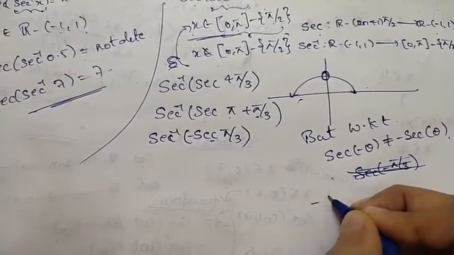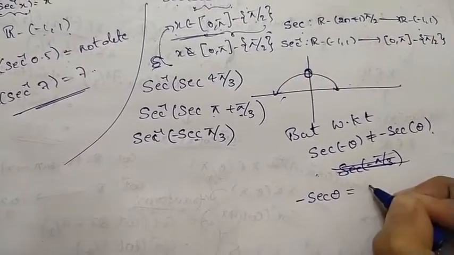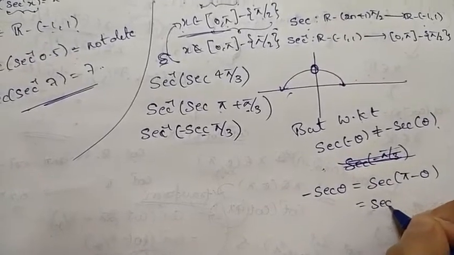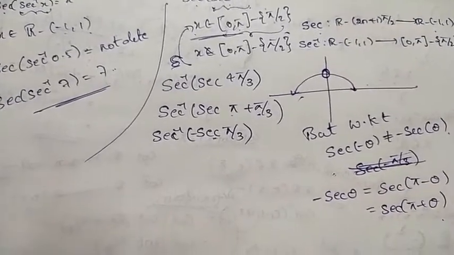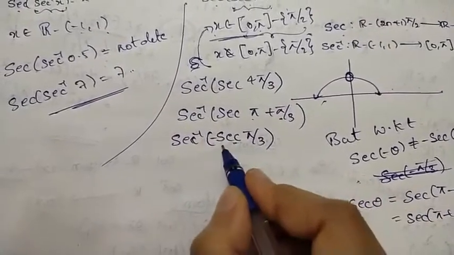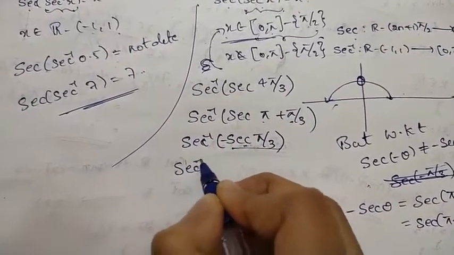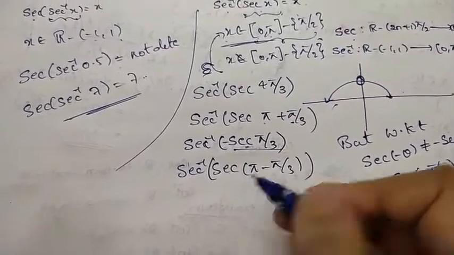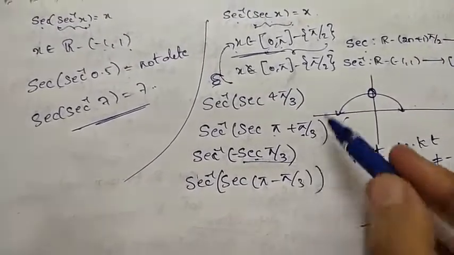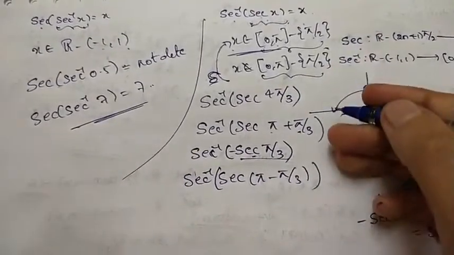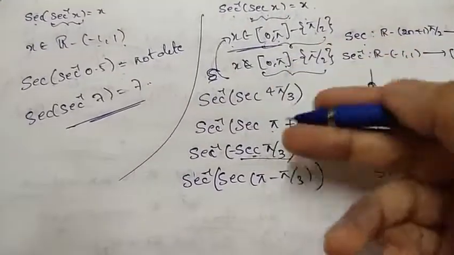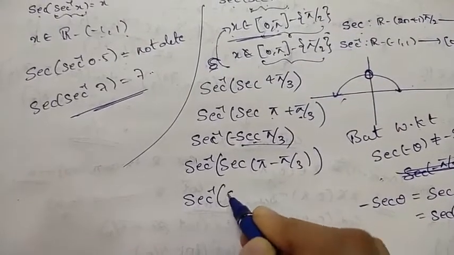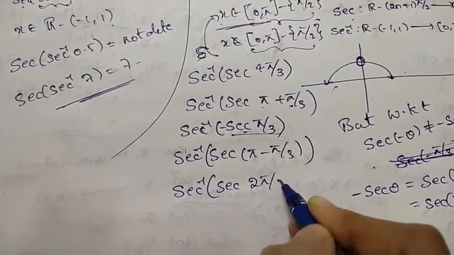Clearly we know that minus secant theta is equal to secant of pi minus theta, and this is also equal to secant of pi plus theta. So clearly I can now write secant inverse of secant of pi minus pi by 3. Why have I taken pi minus pi by 3 only? Because look at the interval: if I take pi plus pi by 3, it will come out of that interval. For that sake I took pi minus pi by 3. So it becomes secant inverse of secant 2 pi by 3.